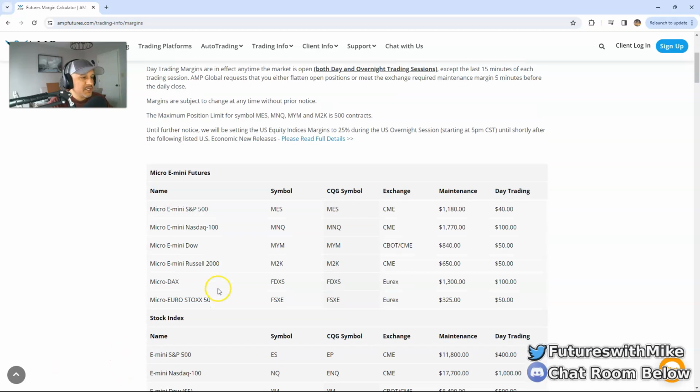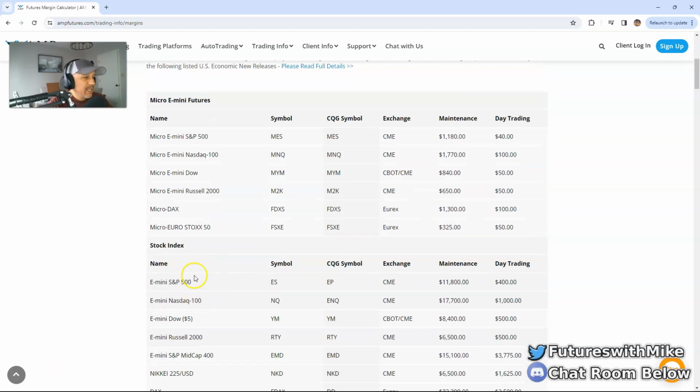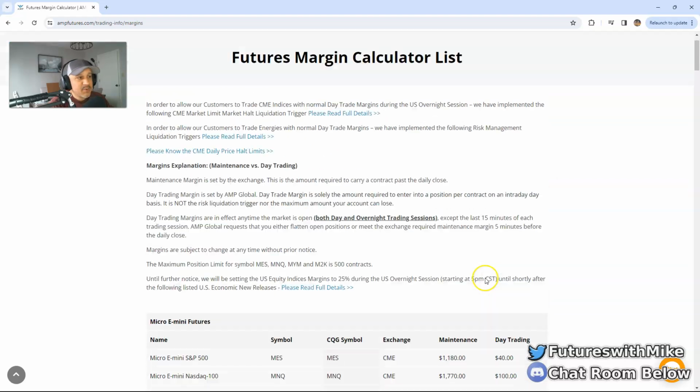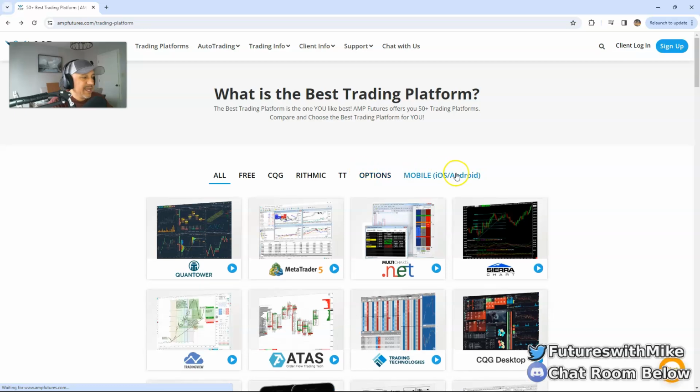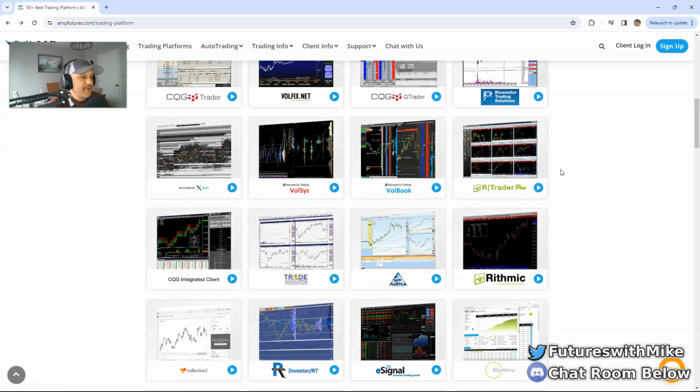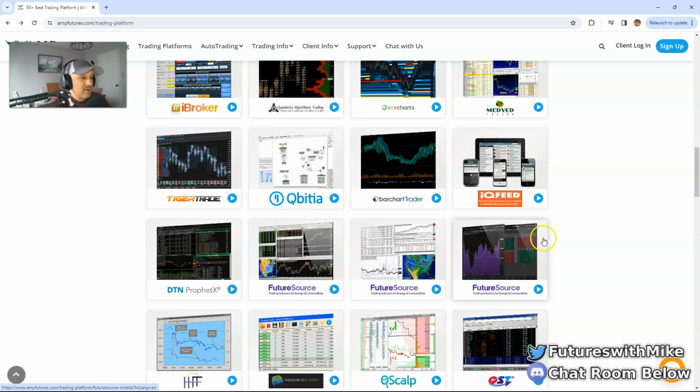But yeah, these are the different margins down here. If you get into the E-mini side of things, say for example, like the NASDAQ, you have to have $1,000 per contract to trade, or the E-mini S&P 500, which is $400 per contract. So that's just what you need to have per contract you want to trade. And each broker, again, this is AMP, each broker is different, but again, you have a list of different trading platforms that you can use.